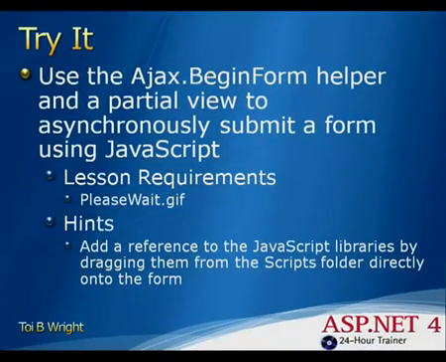In this lesson, you use the Ajax.begin form helper and a partial view to asynchronously submit a form using JavaScript. The lesson requirement for this lesson is the pleasewait.gif file, and the hint for this lesson is to add the references to the JavaScript libraries by dragging them directly from the scripts folder onto the form.